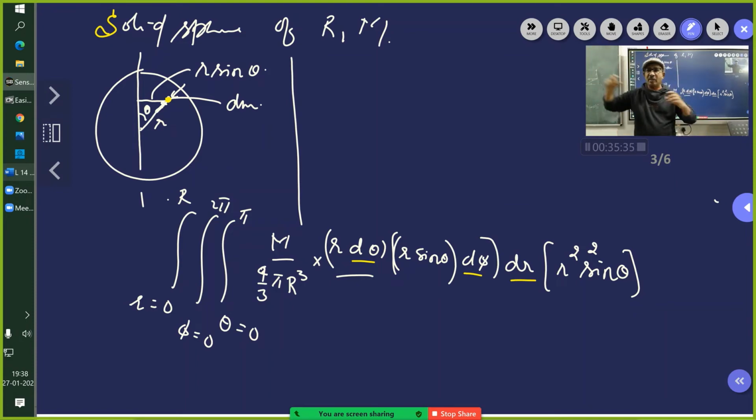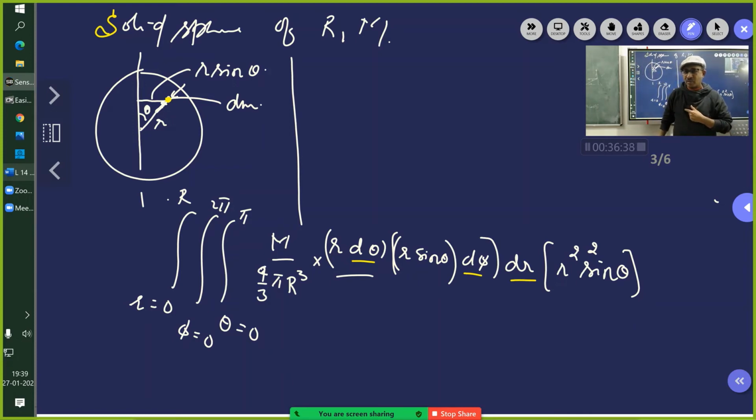See, Arun, just imagine. If you assume that I am standing within the sphere, I am looking at this element here. You see my finger, this element. This thickness is dr. And my thumb indicates r sin theta d phi. And this one is r d theta. So the element is r d theta into r sin theta d phi into dr thickness.